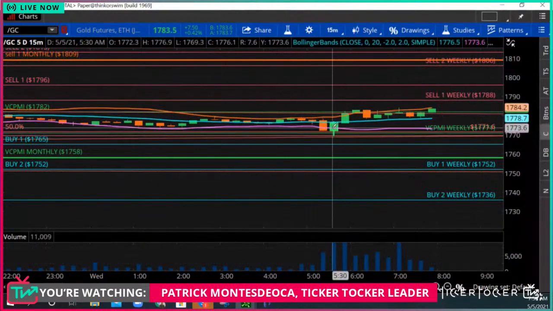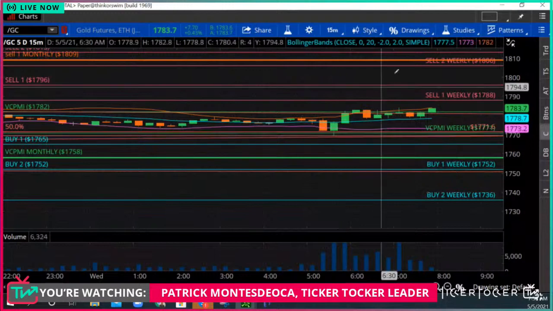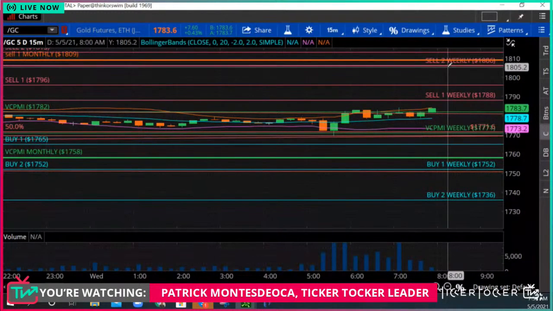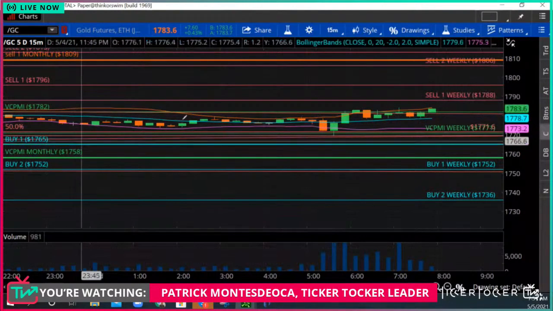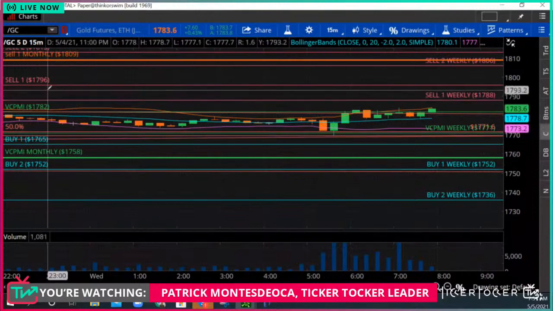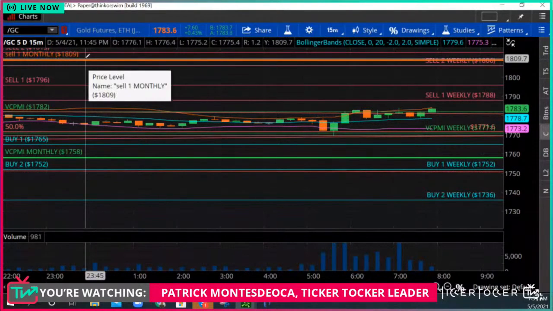This signal activated a weekly bullish price momentum with the first target of 1788 to 1796. Trading now above the daily average is activating 1796 and 1809.